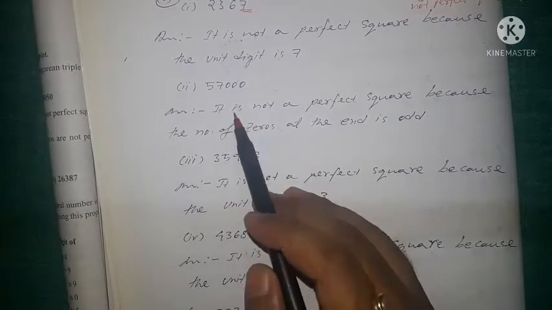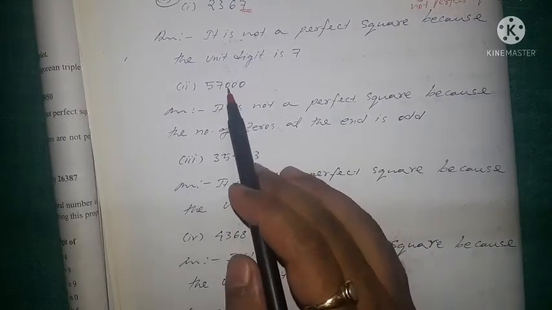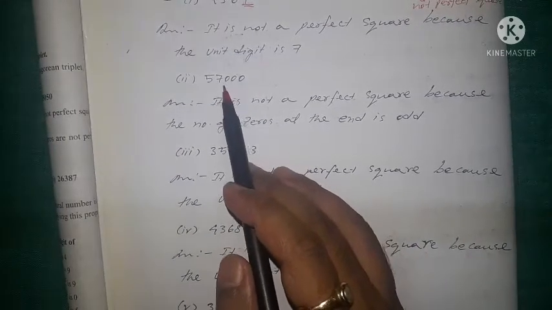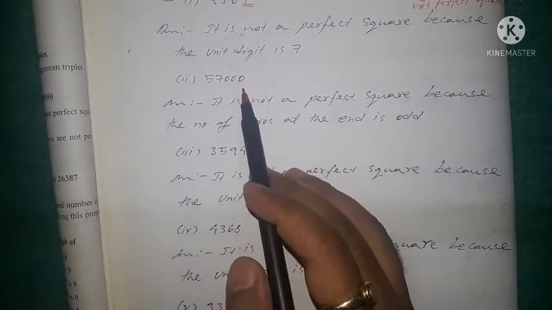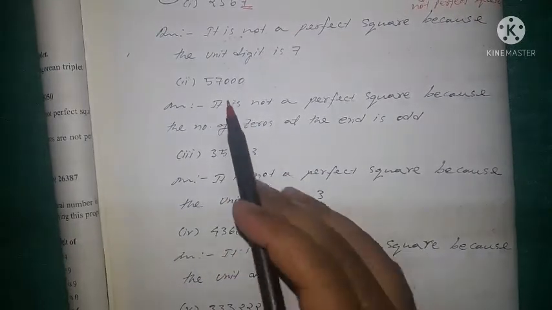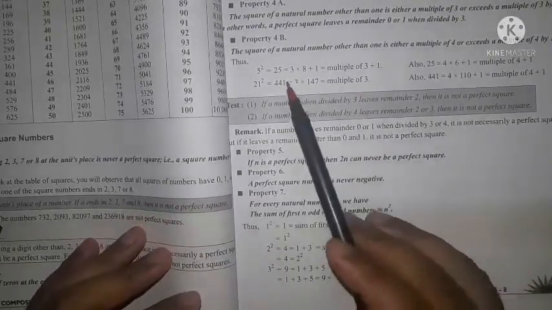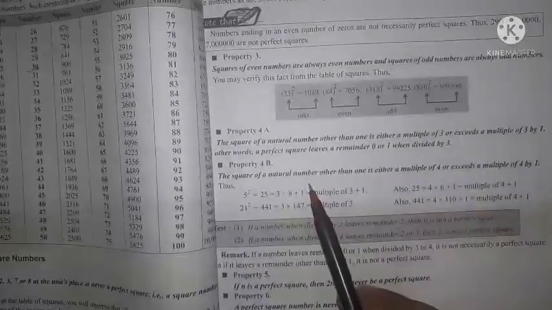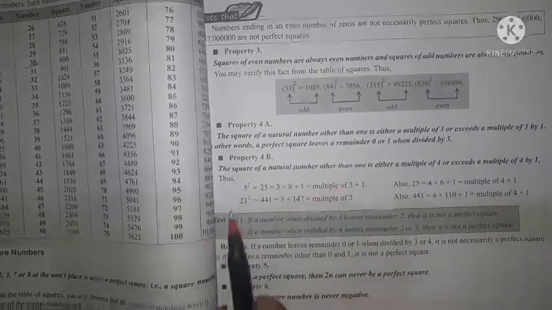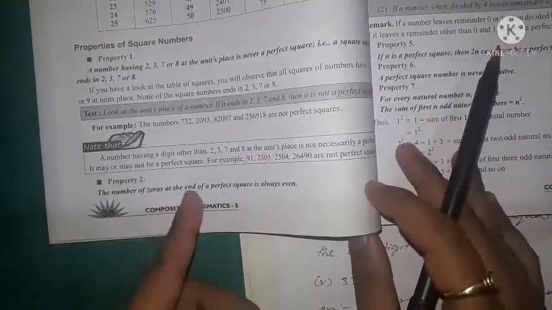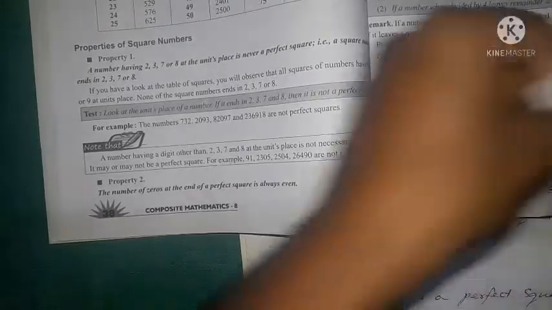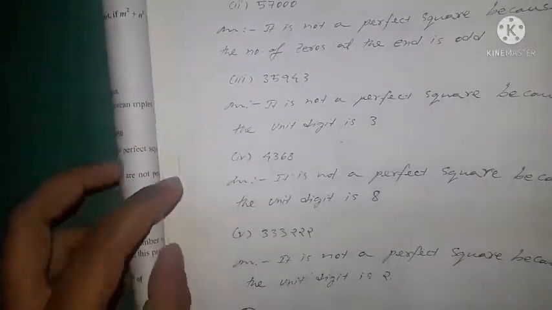Again, it is not a perfect square because the number of zeros at the end is odd. 3 zeros are there. If there were an even number of zeros, it could be a perfect square, but as there are 3 zeros, which is odd, this is not a perfect square. We have already studied this in property second: the number of zeros at the end of a perfect square is always even.